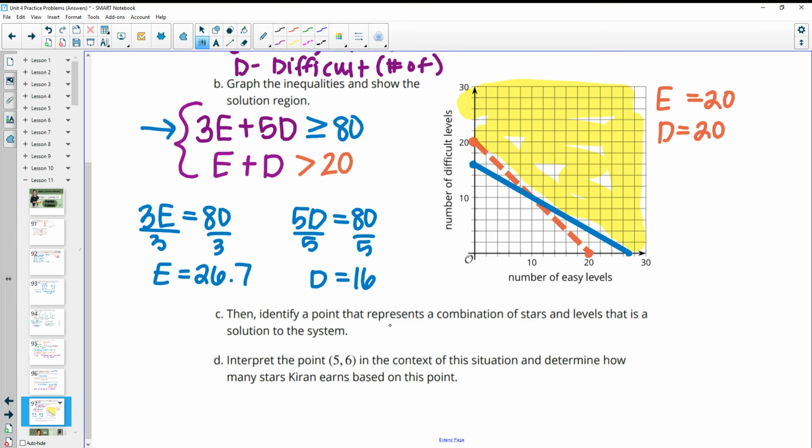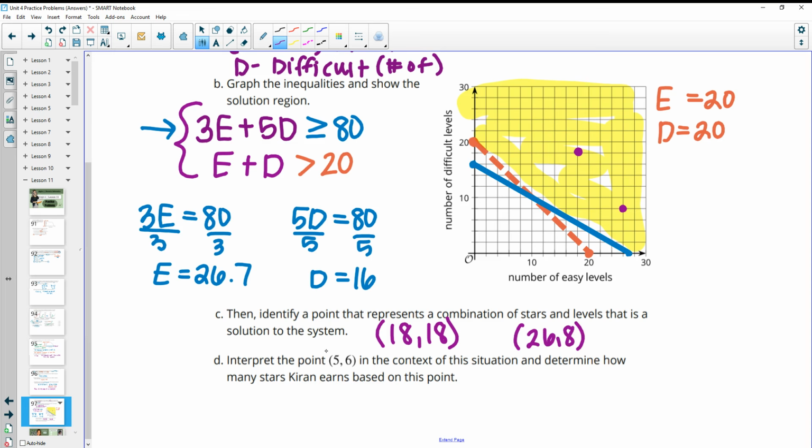Then part C says identify a point that represents a combination of stars and levels that is a solution. So anything above both lines. You can literally pick anything up here. So I'm going to pick this one. So then I'll go figure out what point this is. So that's 18, 18 is my example. Again, you could pick anything. Like you could pick this one over here. So that's 22, 24, 26, 8 is another one. Okay, there's a bunch of them you could pick, right?